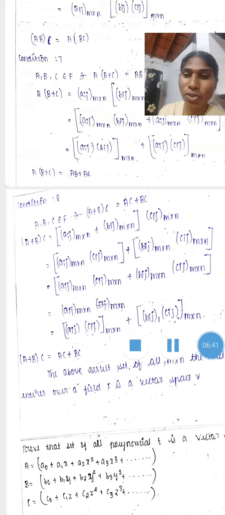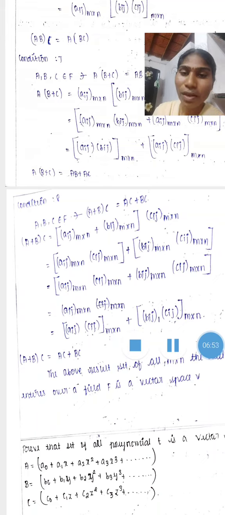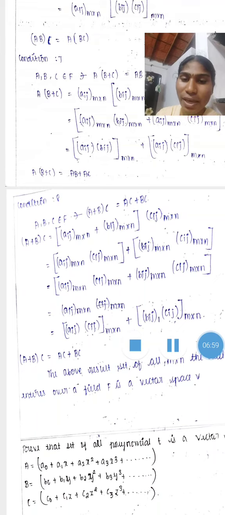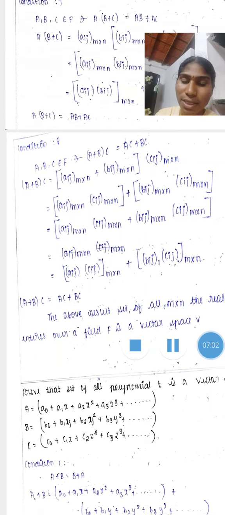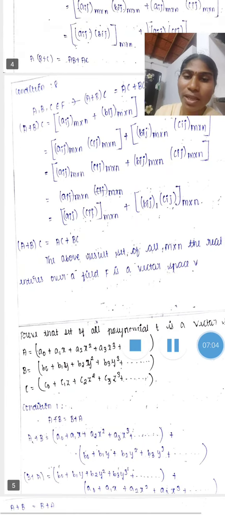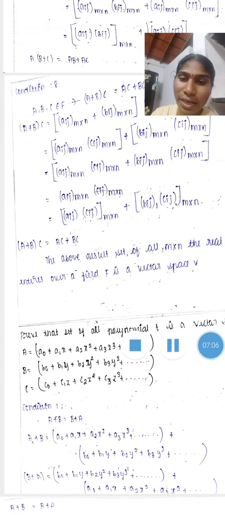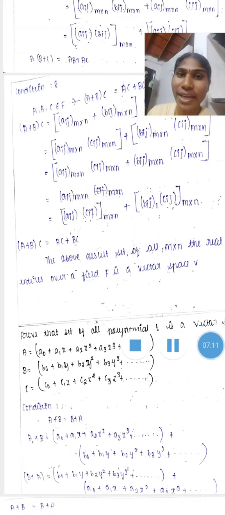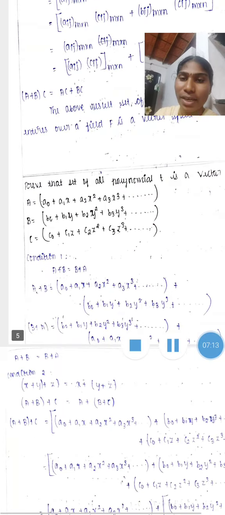Next condition we have to prove, for A, B, C belonging to F, (A plus B)C is equal to AC plus BC. So (A plus B)C is equal to (Aij plus Bij) into Cij. So Aij into Cij plus Bij into Cij. So we get (A plus B)C is equal to AC plus BC. The above result: the set of all m cross n real matrices over the field F is a vector space. So the 8 conditions are satisfied, so it's called a vector space.